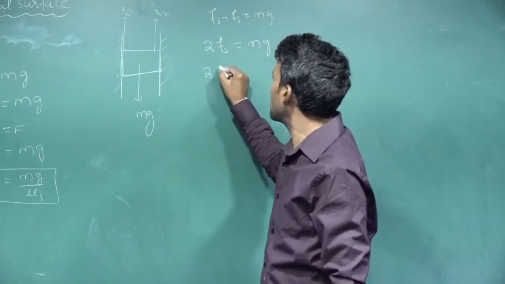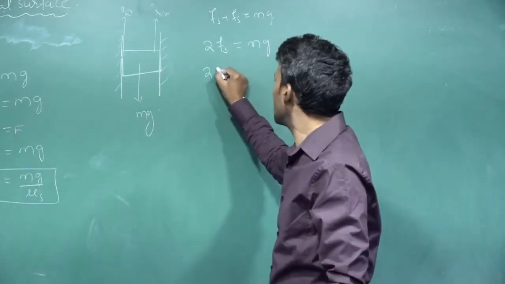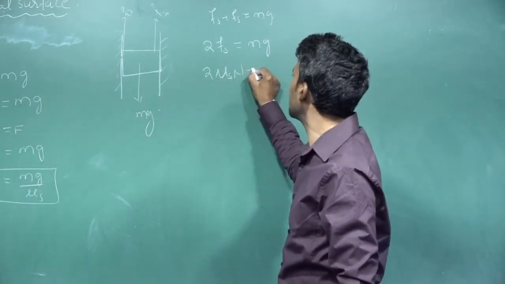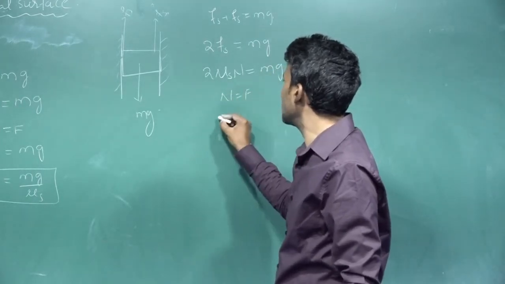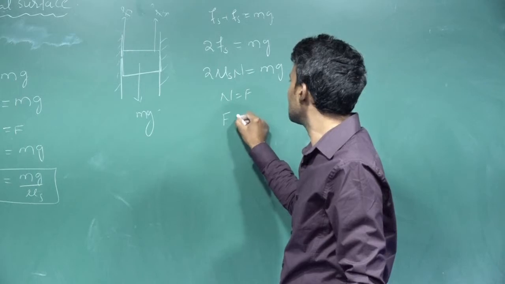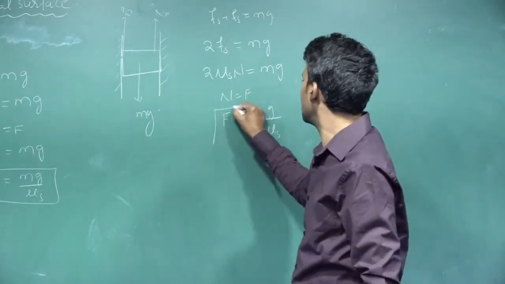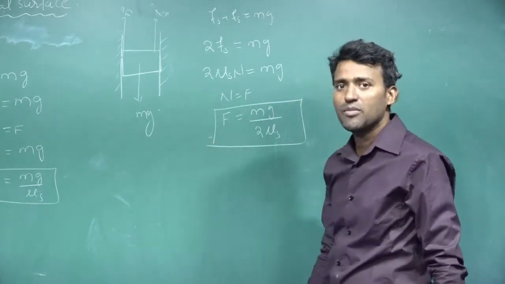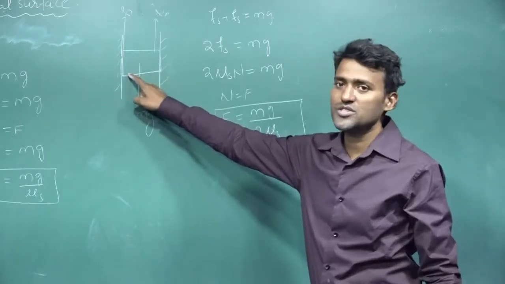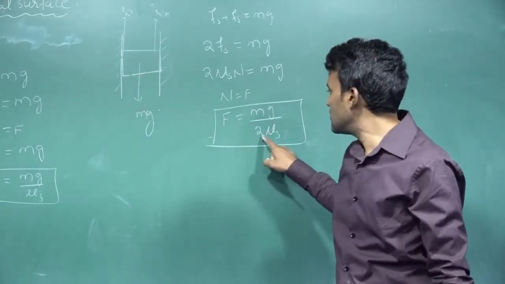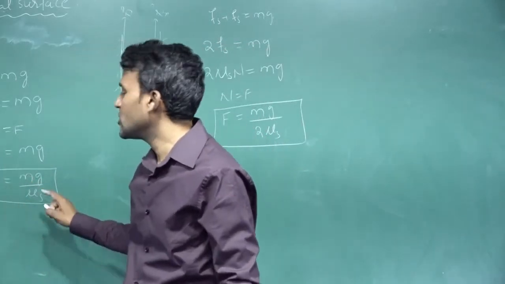Now Fs, the static frictional force, is equal to mu s into N, so mu s into N is equal to mg. Now we know N is equal to F already. So F is equal to mg divided by 2 mu s. If two surfaces are in contact, F is mg by 2 mu s. If one surface is in contact, F is equal to mg by mu s.